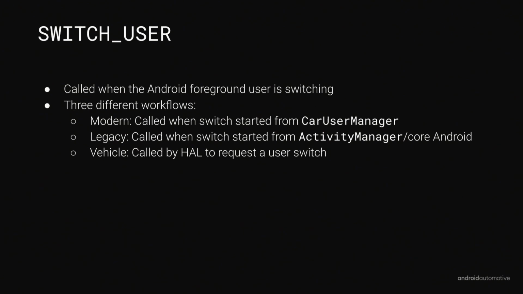So traditionally, this is done through Activity Manager. There's an API called Activity Manager.switch user, and so when that API is called, we're going to be running what we call a legacy workflow. But then we are also adding a more powerful API, which I call the modern workflow. By modern, I mean it's an API that fully supports the car user case. And that API, the workflow has to be started by Car User Manager. And finally, we're also going to allow the HAL itself to request a user switch. So I'll tell why and show an example soon.